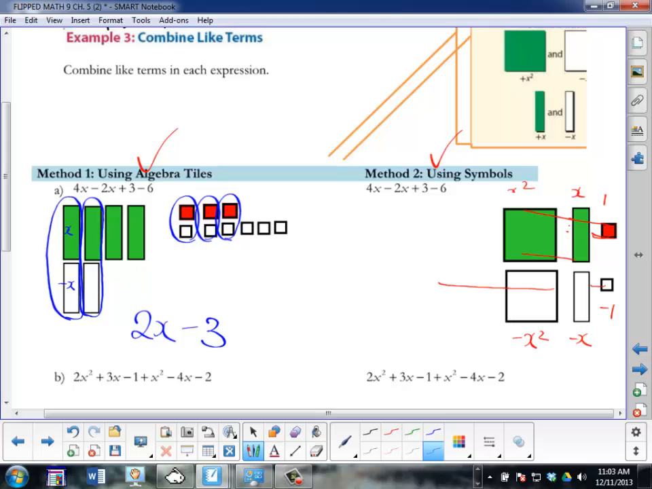Now, we could have done that without using algebra tiles by thinking about it algebraically. We look at our terms here, we've got a 4x and a 2x. Those are both like terms, aren't they? Because they have the same variable. We've got 4 x's, and we can take away 2 x's. 4 minus 2 is going to leave us with 2 x's, isn't it? And then we've got the 3 and the minus 6. They are both constant terms, so they're like terms. 3 minus 6 is going to be minus 3. So that's thinking about it algebraically and thinking about it with a model.